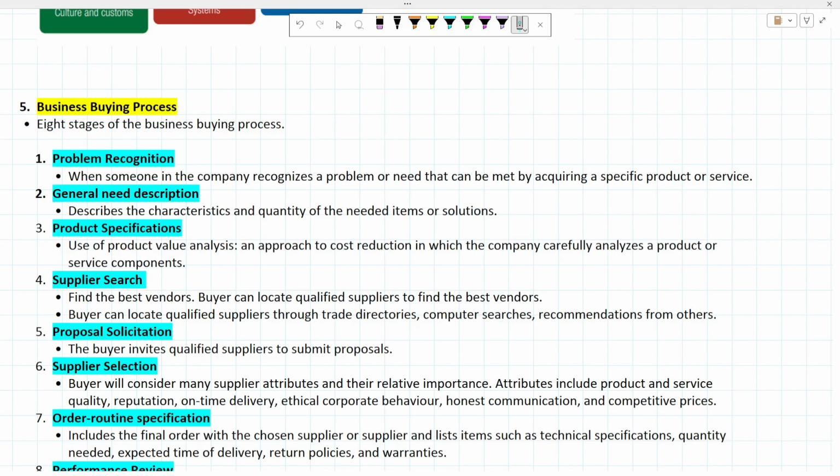Four, supplier search. So to find the best vendors, buyers can locate qualified suppliers through trade directories, computer research, and recommendations from others, like word of mouth. Five, proposal solicitation. So the buyer invites qualified suppliers to submit proposals. Six, supplier selection. Buyer will consider many supplier attributes and their relative importance. Attributes include product and service quality, reputation, on-time delivery, ethical corporate behavior, honest communication, and competitive prices.